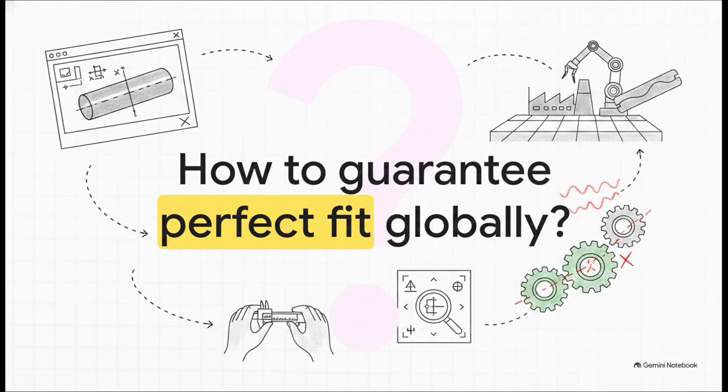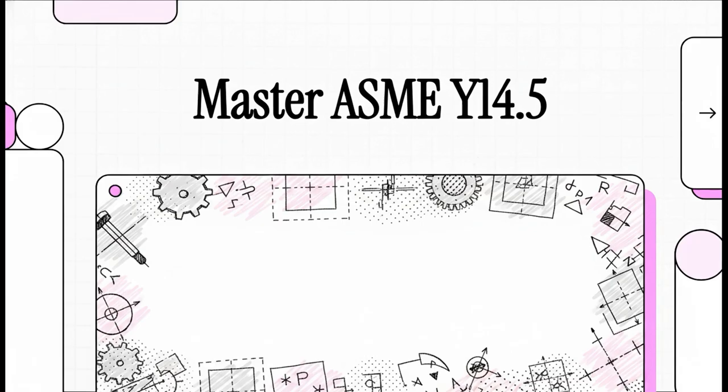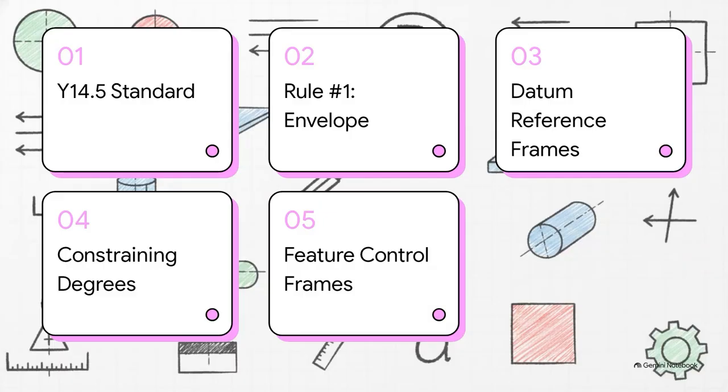Well, we do it by using a universal, incredibly precise visual language. Welcome to this explainer. Today, we are decoding the absolute blueprint of reality, the ultimate engineering standard that makes the modern physical world possible, ASME Y14.5. This isn't just a set of polite suggestions, guys. It's the definitive rulebook for geometric dimensioning and tolerancing, or GD&T. By the end of our time together today, you're going to understand the core logic that transforms a purely theoretical blueprint into a functional physical reality. Here is our roadmap for today. We'll be looking at the Y14.5 standard, Rule number 1, datum reference frames, constraining degrees of freedom, and feature control frames. Let's jump right in.